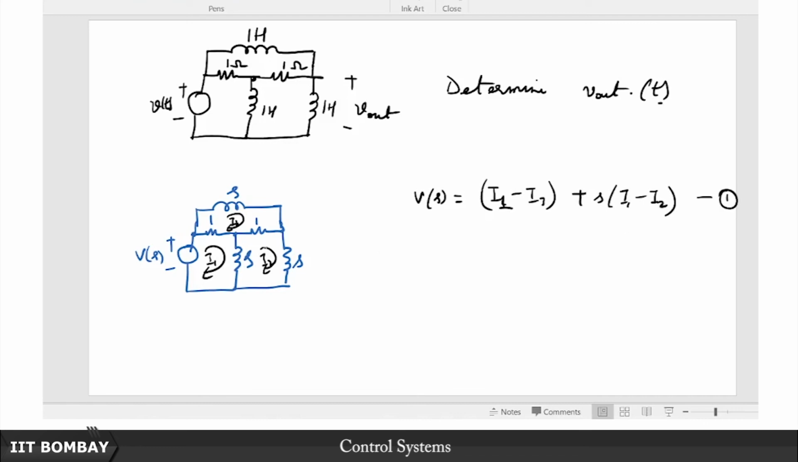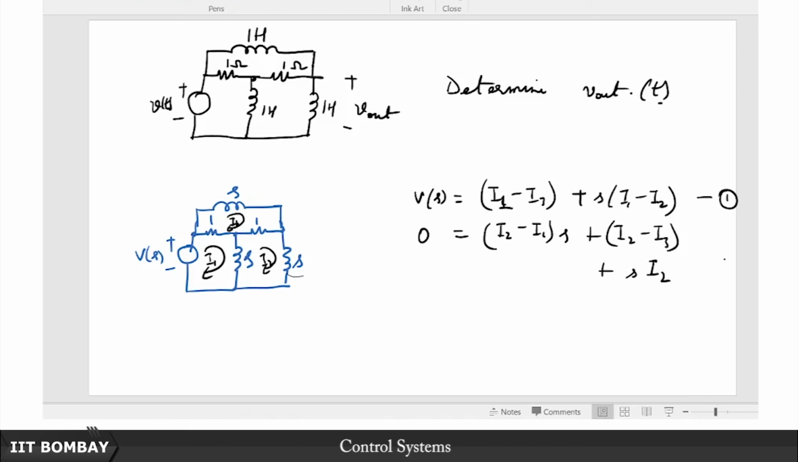Equation 2, in the second loop there is no voltage source, so you have 0 on one side. On the right hand side it is balanced by, what is the current flowing through this? I2 minus I1, now you are taking it in this sense, so it's I2 minus I1 times S, plus I2 minus I3 times 1, plus this. There is only one current flowing through this, that is I2, so it is S times I2, okay.